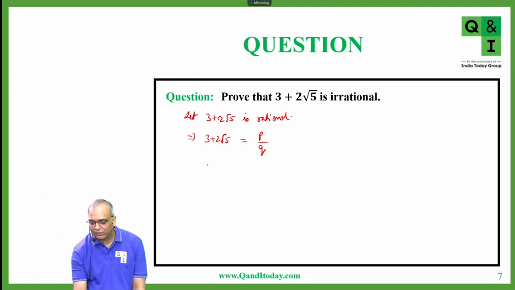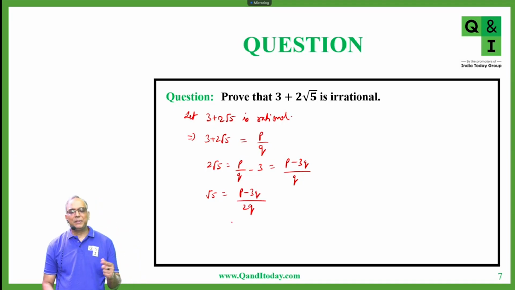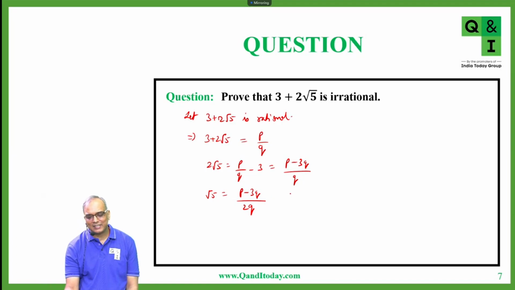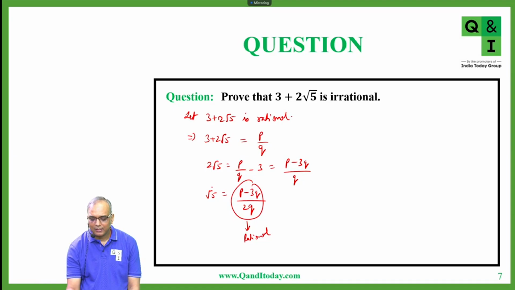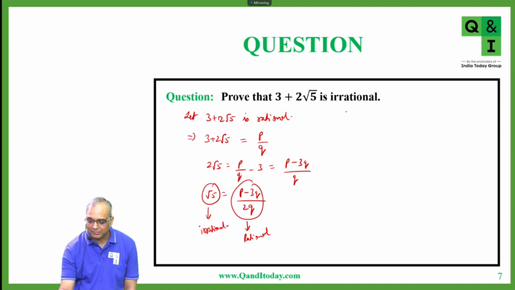So 3 if we take on the other side, we'll have 2 root 5 is P by Q minus 3, which can be written as P minus 3Q over Q. And then root 5 can be written as P minus 3Q over 2Q. Now since P and Q are integers, P minus 3Q will also be an integer and similarly 2Q will also be an integer. So ratio of integers is rational numbers. So your RHS is rational and your LHS is irrational.